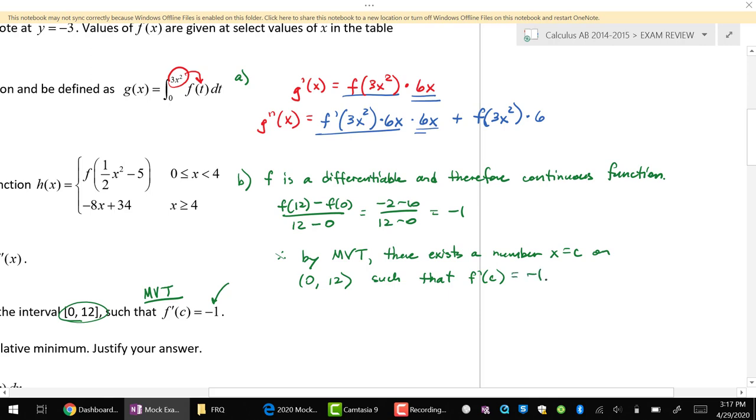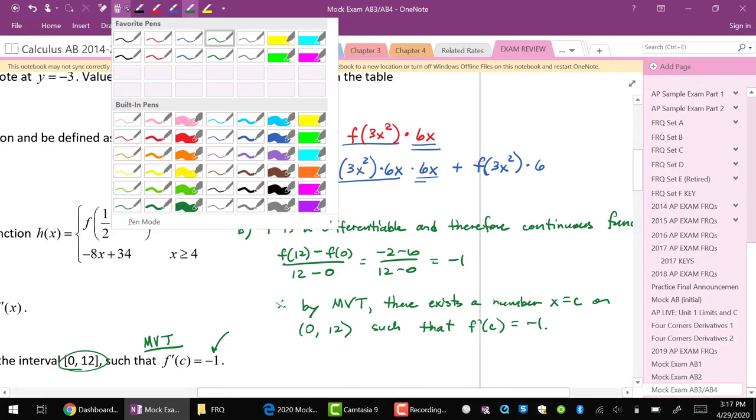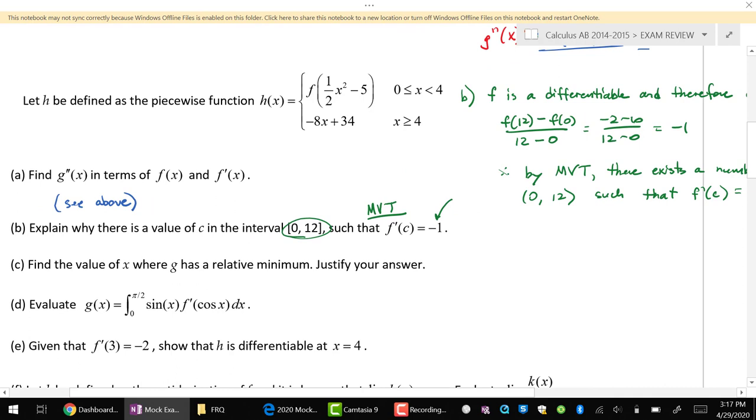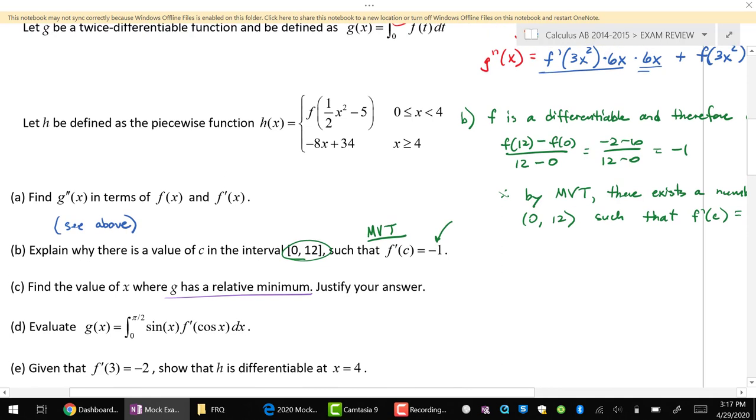So there's your mean value theorem proof. Moving forward to letter C. Find the value of x where g has a relative minimum. I really don't need to use the extreme value theorem or the candidates test. I'm just going to use the first derivative test for extrema here. But first, let's find the critical points on g.